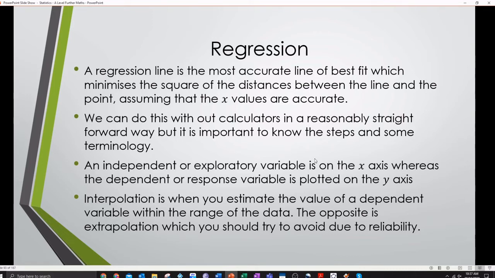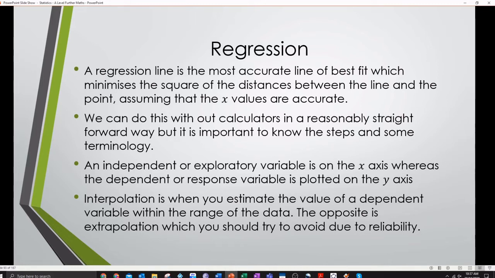So an independent or explanatory variable is on the x-axis, whereas the dependent or response variable is on the y-axis. So the independent variable is one which just goes up in increments, so it's usually time, and y is due to the value of x you've chosen.